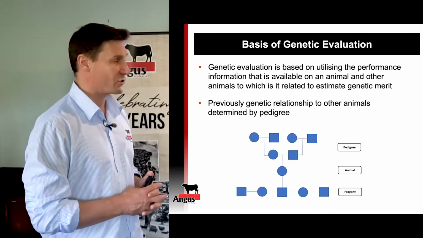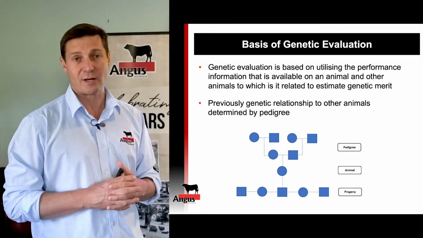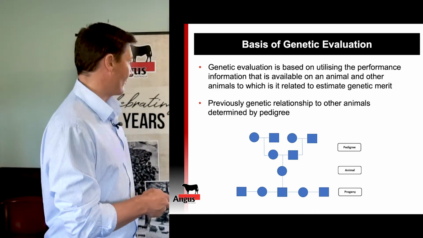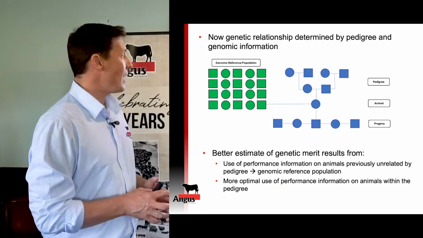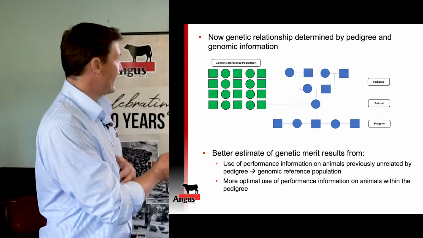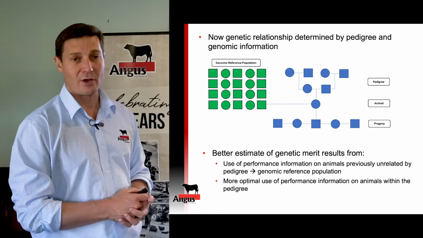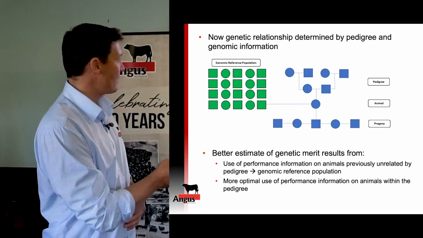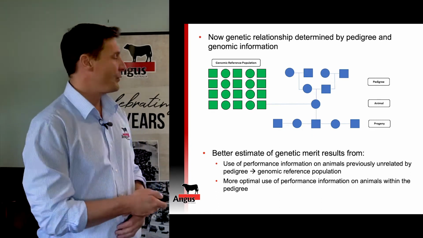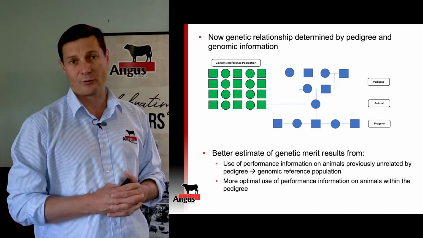The way we determined the genetic relationships between animals was through the pedigree information. Now, when we're in a genomics world, we've got exactly that same situation. We've still got the animal itself, its pedigree and the performance information on those animals. We've still got its progeny and the performance information on those, but now we have an additional source of information which we can use to estimate the animal's breeding value.